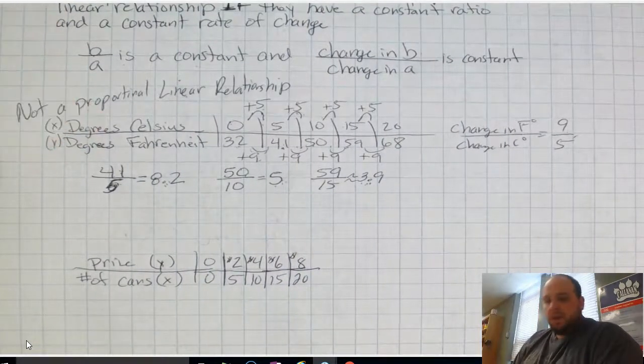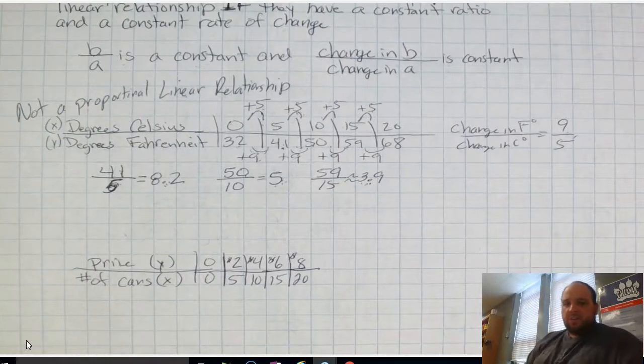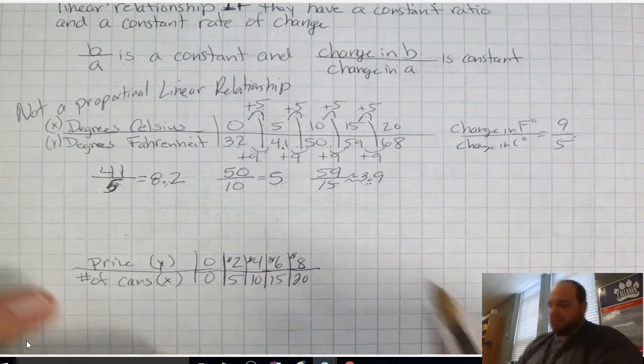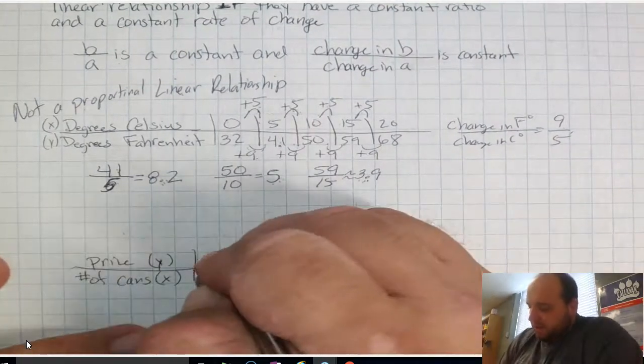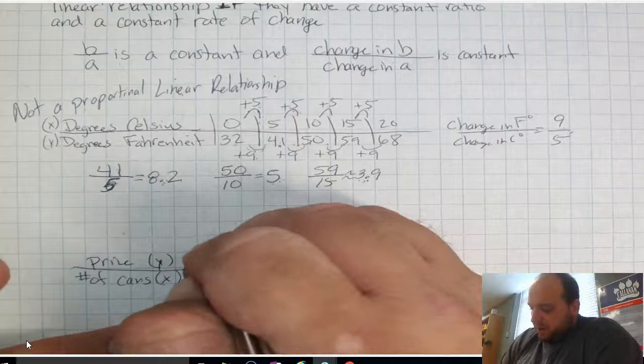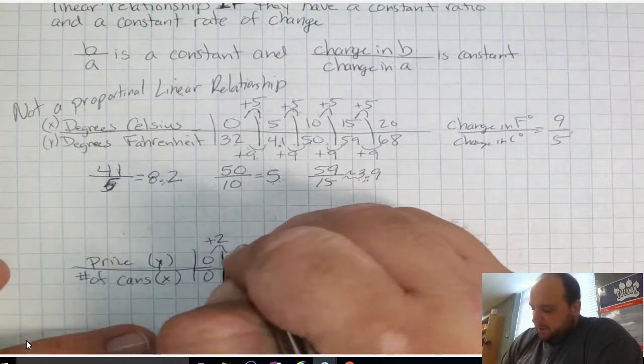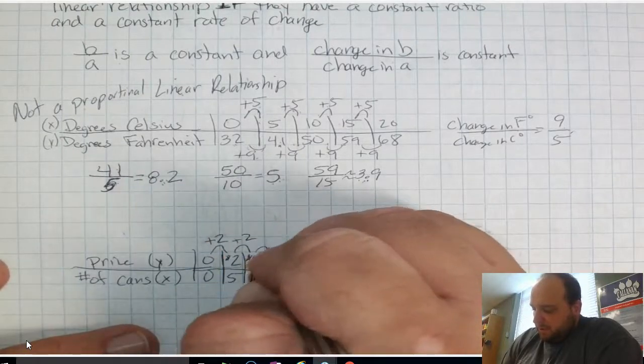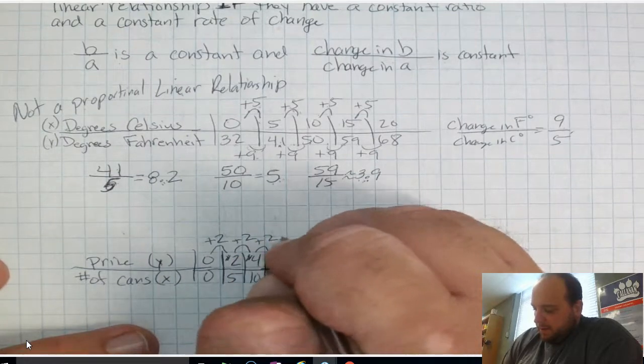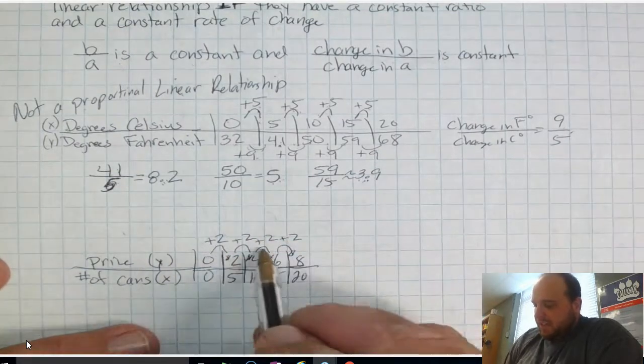Okay. So again, what I want to do is determine, number one, is there a constant rate of change? So I'm going to look at the table and see if I see a constant rate of change. So that went up by 2. This went up by 2. This went up by 2. And this went up by 2. So I noticed that each of these changed by 2.